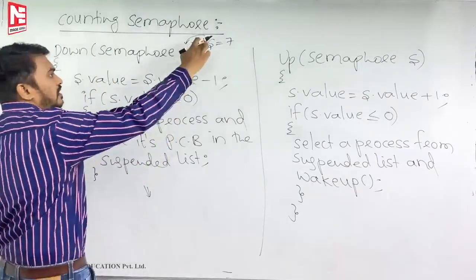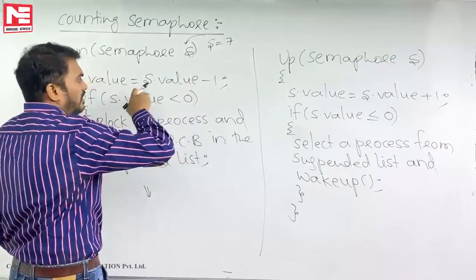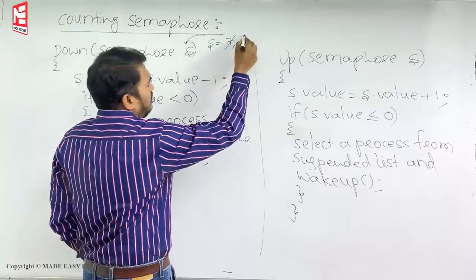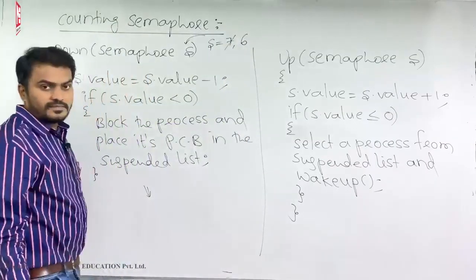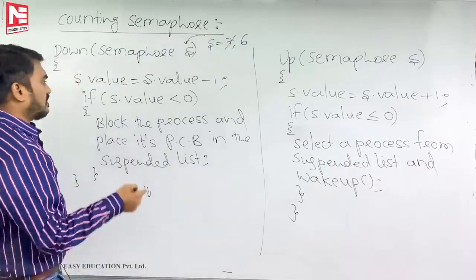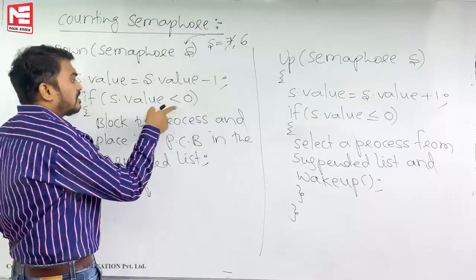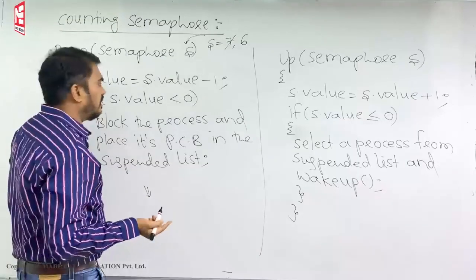So then what happens? You are reading the semaphore value. S.value equals S.value minus 1. You decrement the value by 1, so it becomes 6. Next, now tell me, is 6 less than 0 true or false? False.